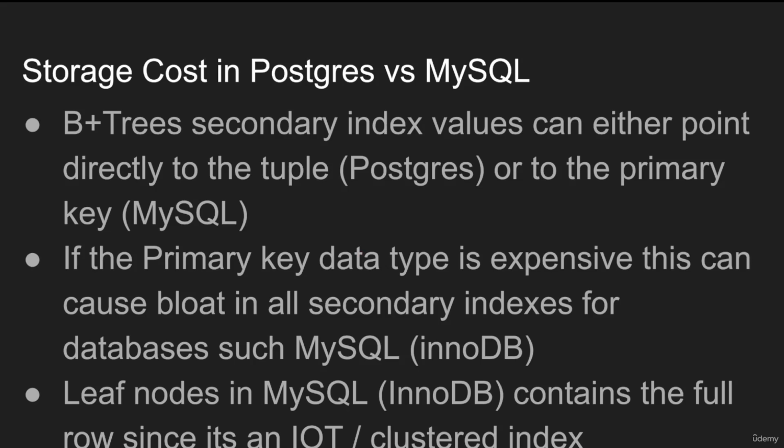B-trees are not something you do math on. Every decision you make costs you, right? And it is important to understand how these different DBMSs make these design choices, because every design choice can lead to a completely different outcome. If the primary key data type is expensive, this can cause bloat in all the secondary indexes, as I talked about. Leaf nodes in MySQL InnoDB contain the full row, since it's an index organized table or a clustered index too.